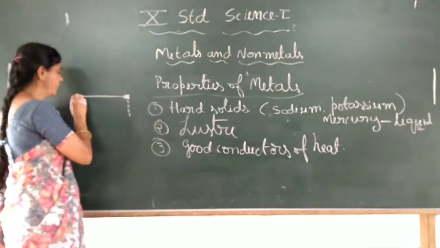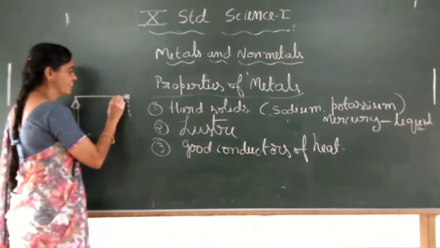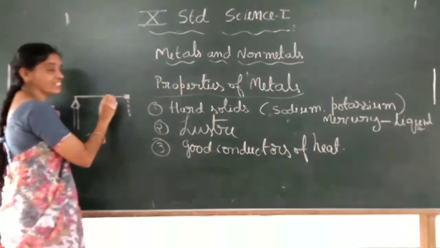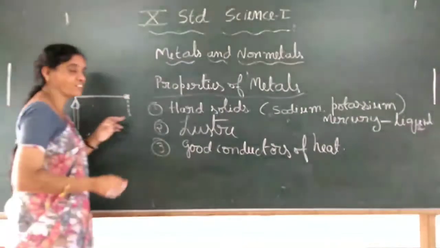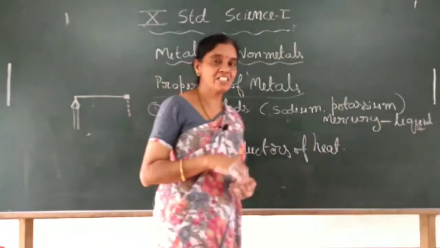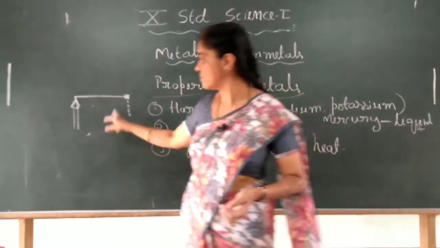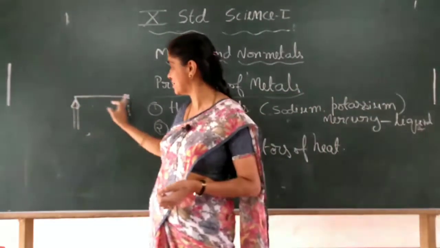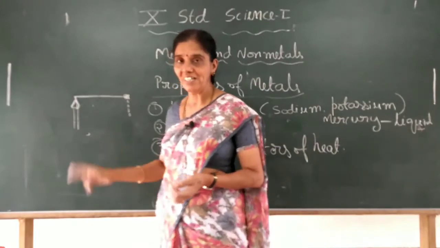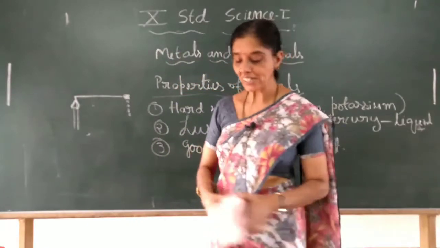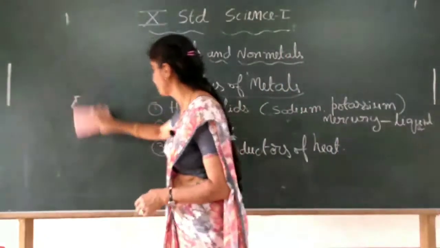Because when you heat it, the heat will conduct very nicely. It is a good conductor of heat. Metals are good conductors of heat, and by that heat energy, the wax will melt at the other end. We are heating this side, but it will melt here. It indicates it is a good conductor. Metals are good conductors of heat.